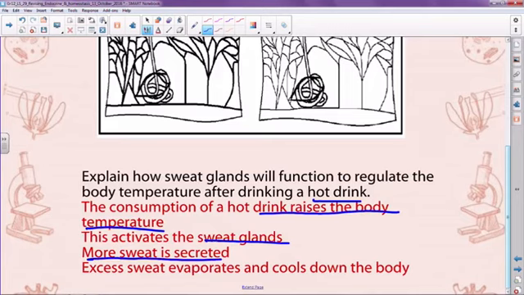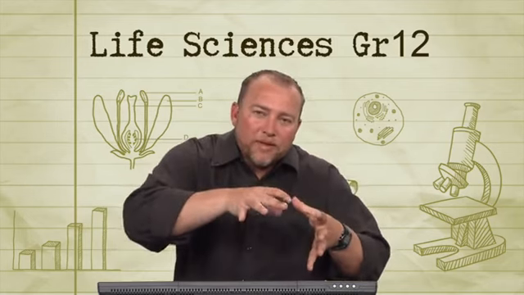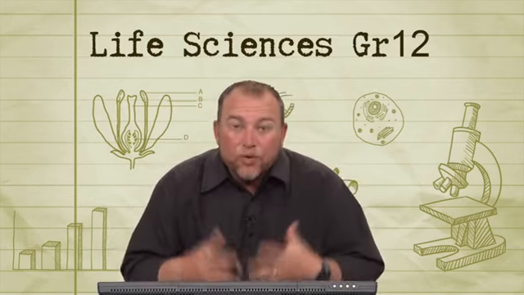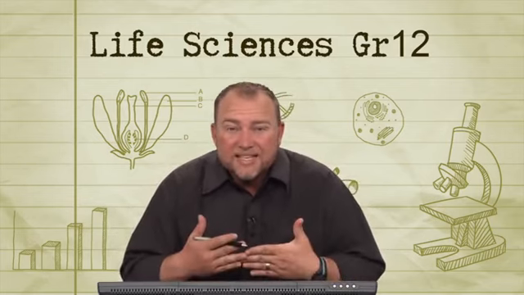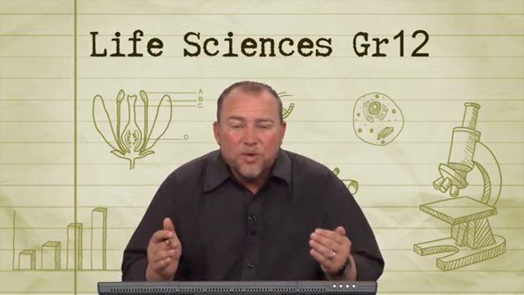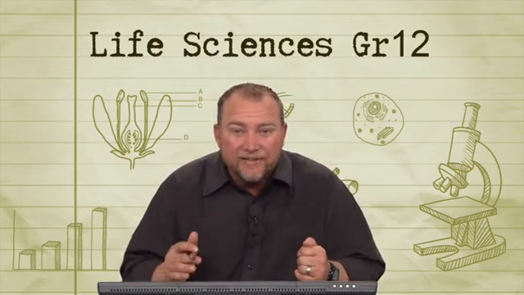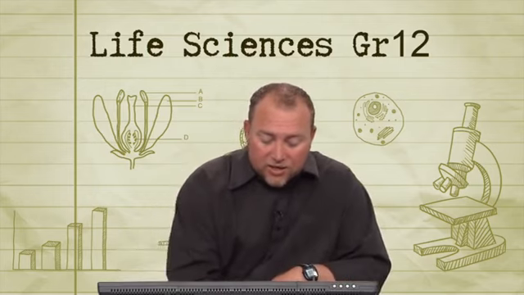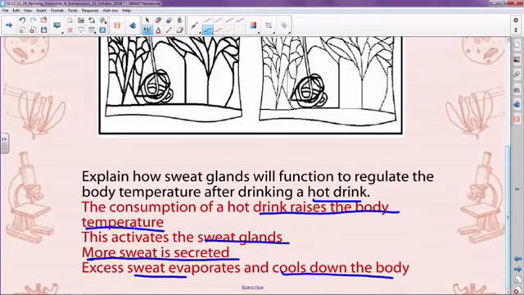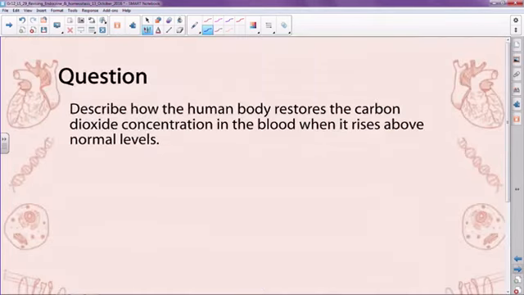How do we do that? More sweat is secreted. Remember, the more the body increases in heat on the inside, we need to get rid of it, right? How do we get rid of it? Send the blood to the surface. When the blood's at the surface, we need to cool it down by putting sweat glands over it so that all that heat can evaporate. And then last one, excess sweat evaporates and cools down the body. So that's roundabout what we were looking for, right? And I know you got that answer, so I'm not that stressed. Okay, but now, let's have a look at the next things.